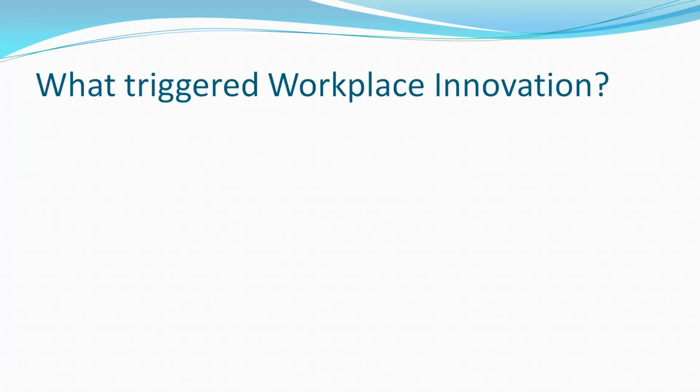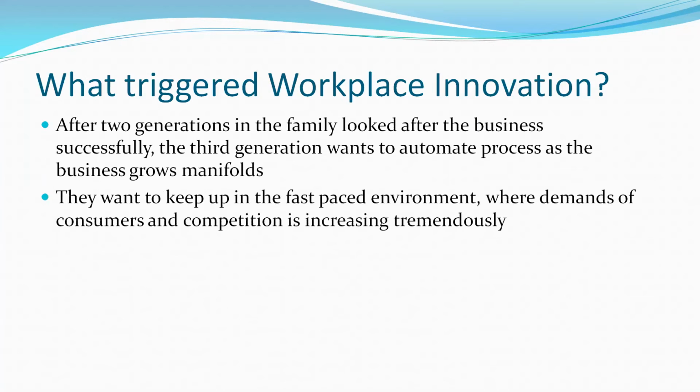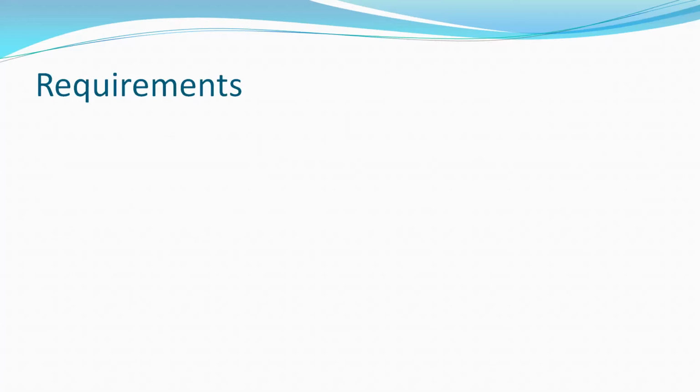But what triggered workplace innovation? Why did they contact us? Why did they think of innovating their business processes? So the family has been running the business for the last 2 generations. And now when the third generation has entered the business, they want to automate the process as their business grows as well. They want to keep up in the fast-paced environment where the demand of their stock is increased and the competition has increased as well. So they have to stay with the market.